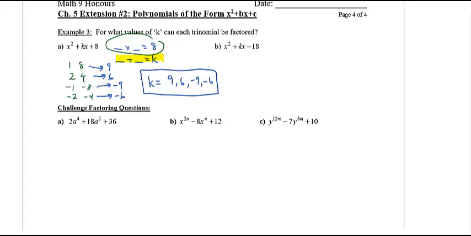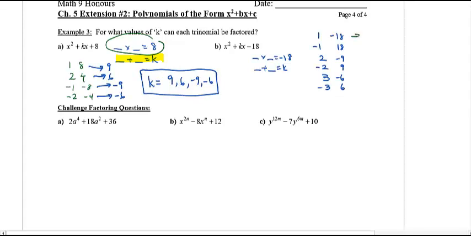Alright, you try B. Two numbers that multiply to -18. The same combination then equals my k. Here we go, 1 and -18. And don't forget -1 and +18. 2 and -9. -2 and +9. 3 and -6. -3 and +6. And that's it.